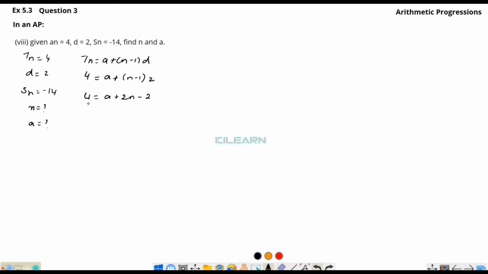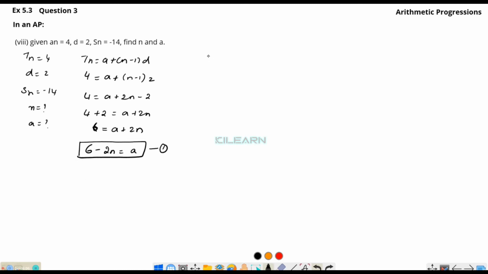Send this minus to the left hand side. So 4 plus 2 is equal to a plus 2n. 4 plus 2 is 6. I'll keep a here and send this 2n to the left hand side. That gives us 6 minus 2n is equal to a. I'll save this a variable and label it as equation 1.